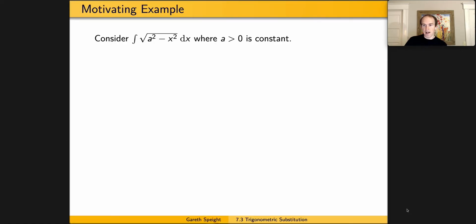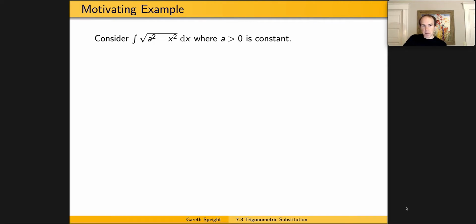So here's a motivating example just to see kind of what's happening. Let's suppose we want to integrate something like the square root of a squared minus x squared, where a is a constant. So it could be the square root of 1 minus x squared, it could be the square root of 9 minus x squared, it could be the square root of 50 minus x squared, whatever.